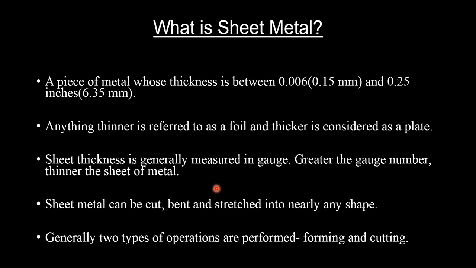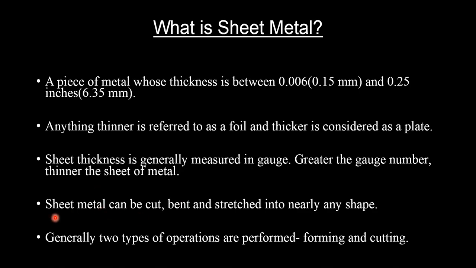Clear? Now, sheet thickness is generally measured in gauges. The greater the gauge number, the thinner the sheet of metal. Clear? So the gauge basically represents the thickness of the metal we are working with, and the higher the number of the gauge, the thinner the sheet is. Clear? So we have to remember this particular thing.